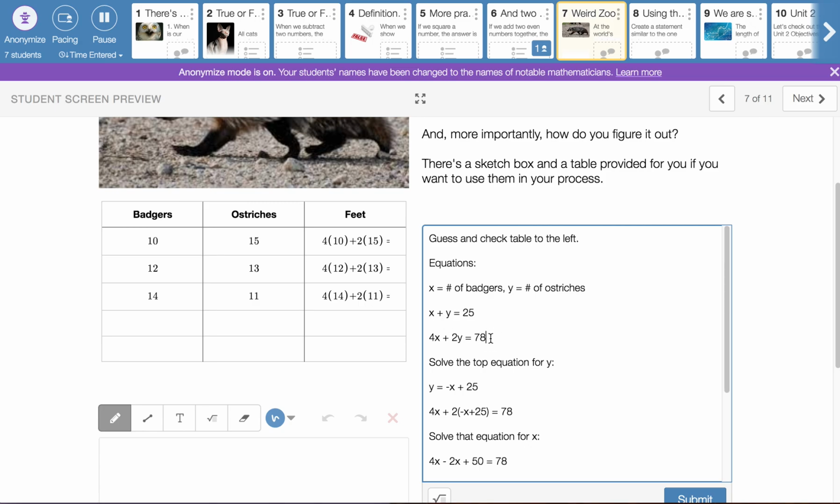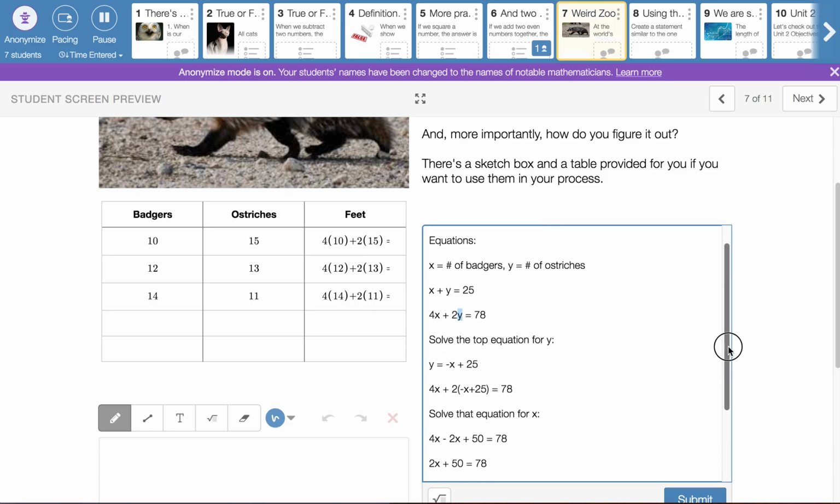us 78 feet. And the strategy with these two equations is to take the simpler one and solve it for one of the variables. I'm going to solve it for y, and then substitute that expression into the more complicated equation. So I left you a note here. Solve the top equation for y. When we do that, that means we're going to take this x and subtract it from both sides. So we get y equals negative x plus 25.